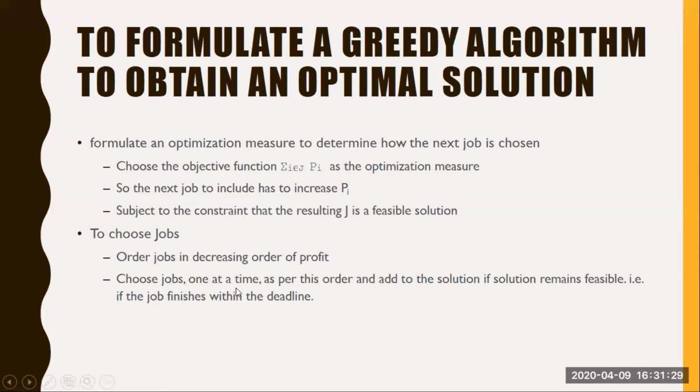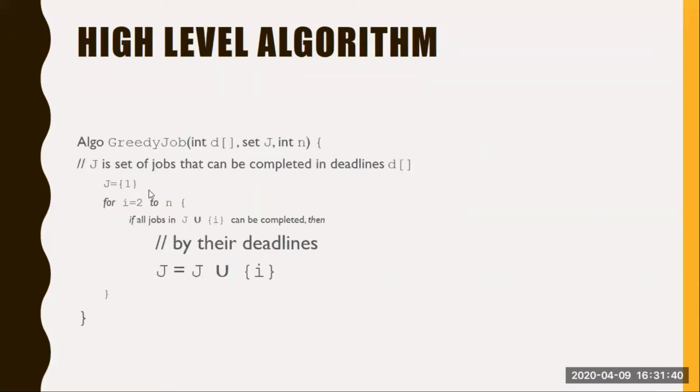Then choose jobs one at a time as per the order and add to the solution if the solution remains feasible. Feasible means the job finishes within the deadline. At a high level, the algorithm is: initially I take the first job. Then from the second job onwards, I check whether I can complete the job within the deadline period. If the job can be completed within the deadline period, I add it to my subset of jobs. The final answer is the subset of jobs and how much profit I can earn through this particular subset of jobs.